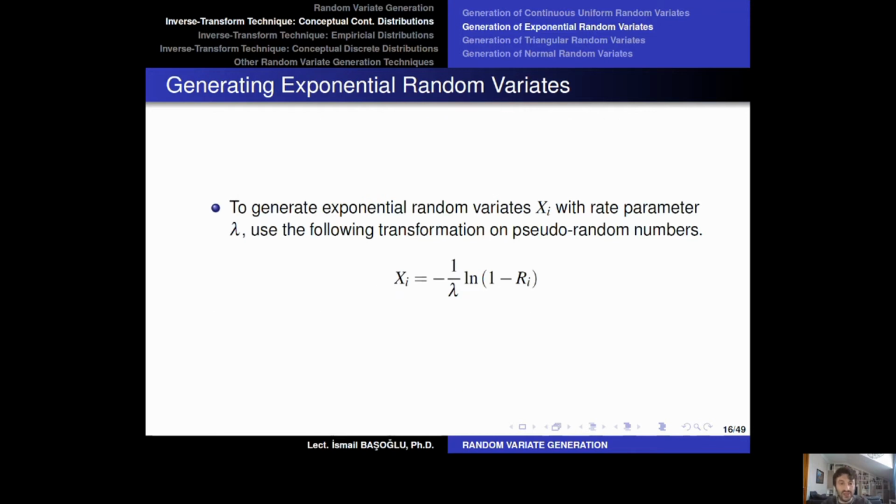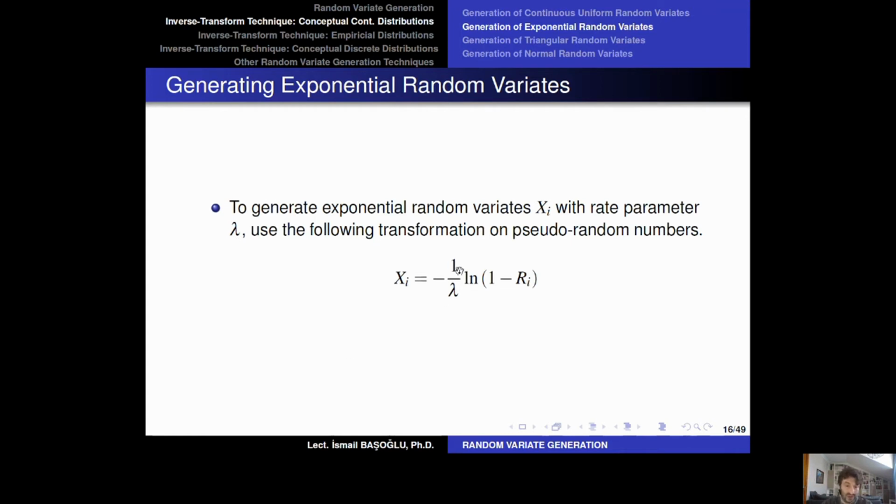Now, the long story short, we can use minus 1 over lambda, the natural logarithm of 1 minus ri, to convert a sequence of pseudo-random numbers into a sequence of random variates that follow exponential distribution with rate parameter lambda, or in other words, with average 1 over lambda.